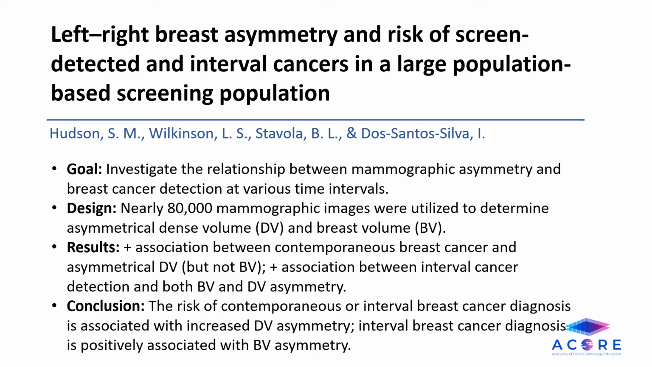The authors discovered a positive association between the odds of a contemporaneous breast cancer and asymmetrical dense volume, but not breast volume, with a stronger association for first-time screens. There was a positive association between odds of interval cancer detection and both breast volume and dense volume asymmetry. Neither breast volume nor dense volume asymmetry were associated with increased odds of cancer detection on subsequent screens. The authors concluded that the risk of contemporaneous or interval breast cancer diagnosis is associated with increased dense volume asymmetry. Likewise, interval breast cancer diagnosis is positively associated with breast volume asymmetry.